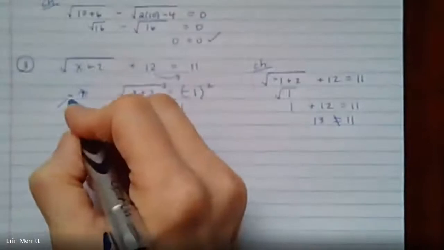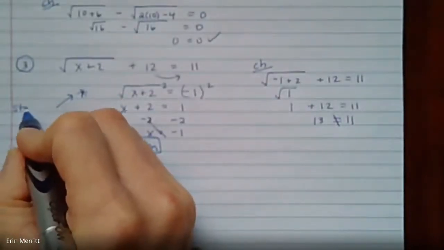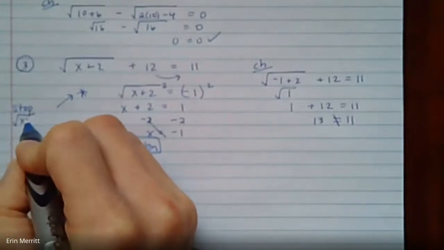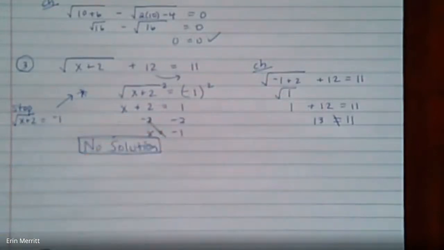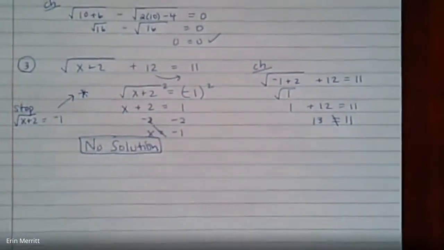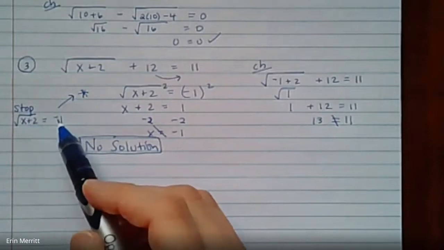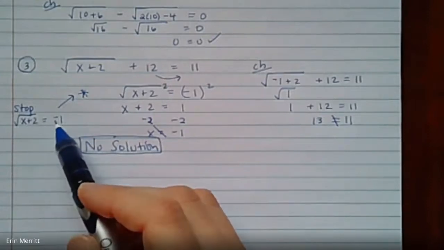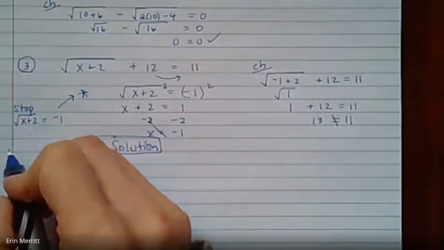If we stop and look at that step before we square, we had radical x plus 2 equal to -1. Whenever we take the square root of something, it should never be equal to a negative number. So if you see this somewhere in the problem, you can know right there that it's not going to work out, right? So you can actually stop your work and say no solution.